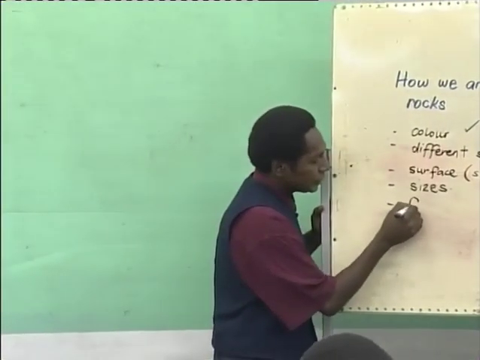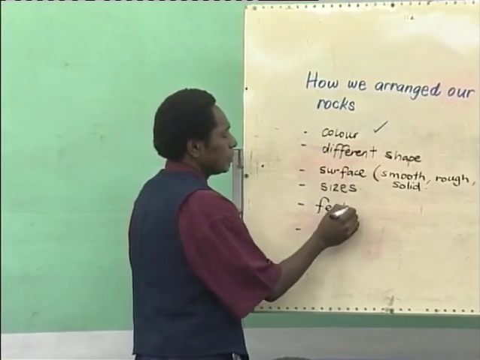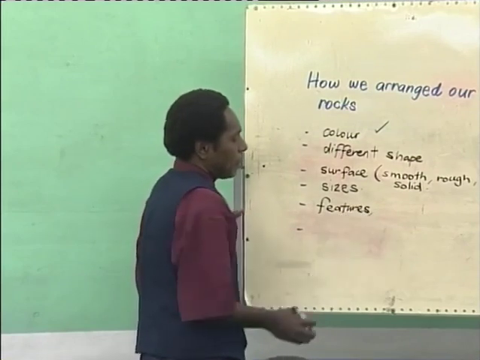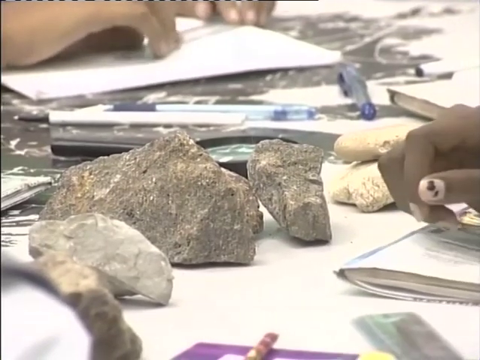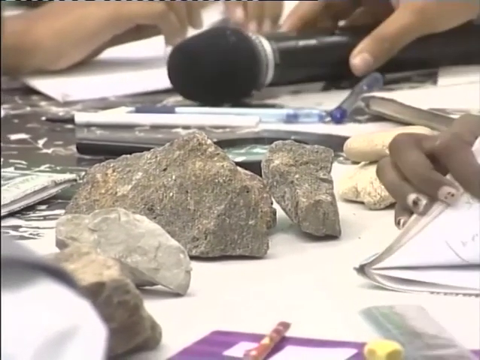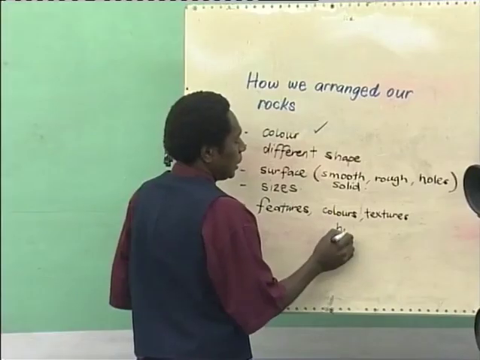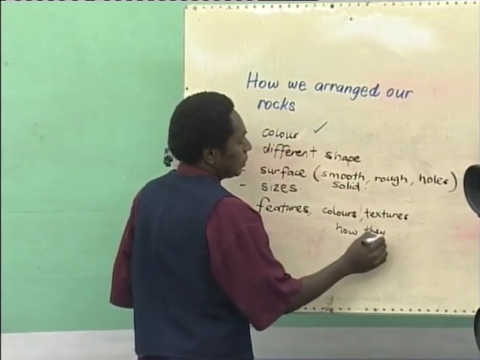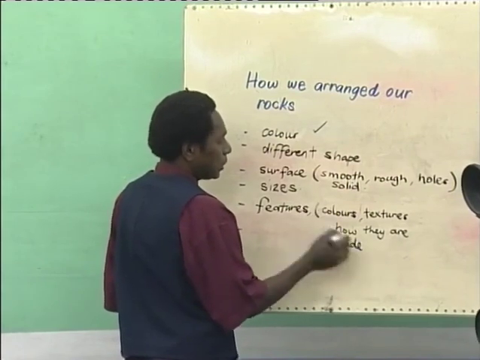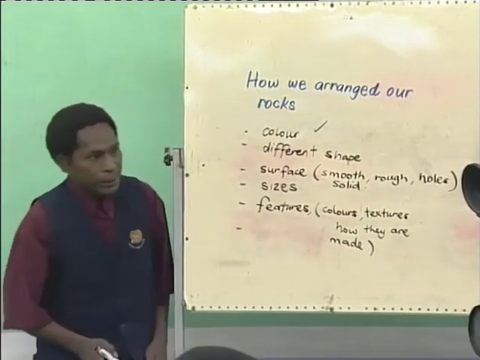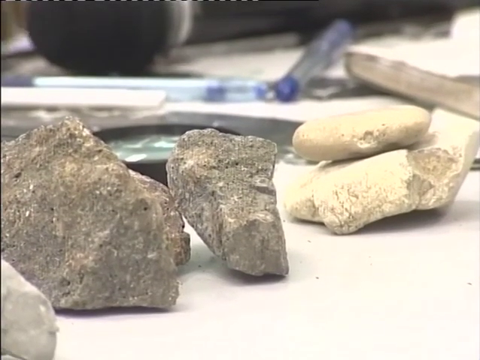Meaning, their colors, textures, how they weigh, and the shapes. Colors, textures, how they are made, good. Thank you very much. Okay, colors, textures, how they are made, and so forth.